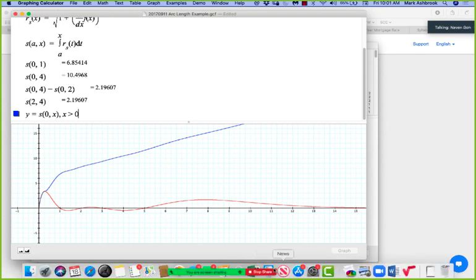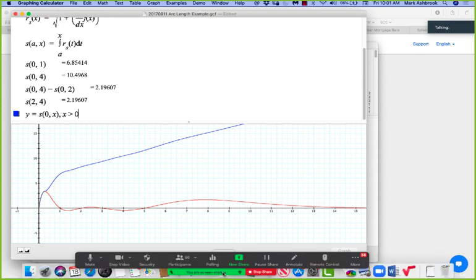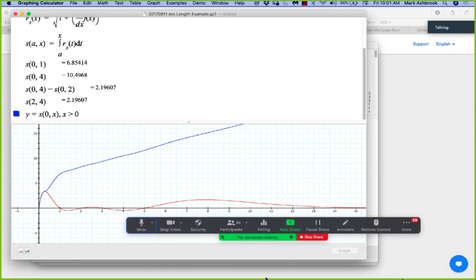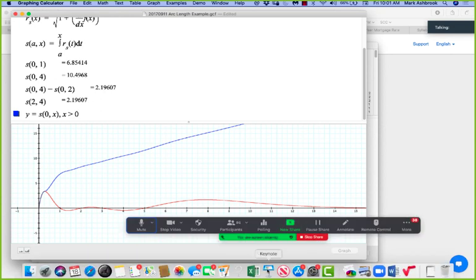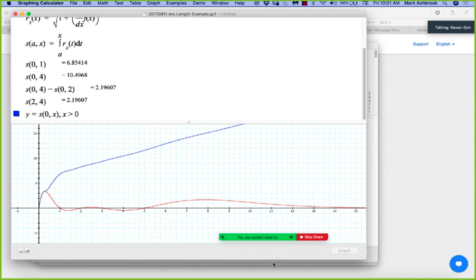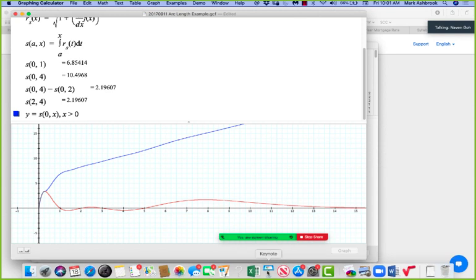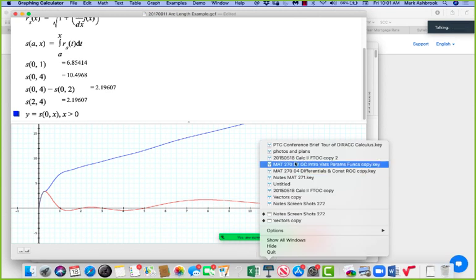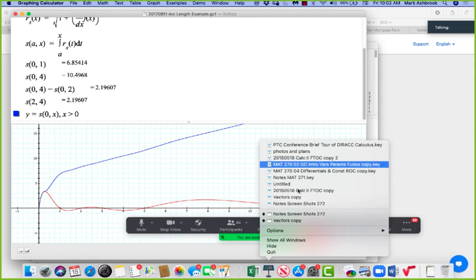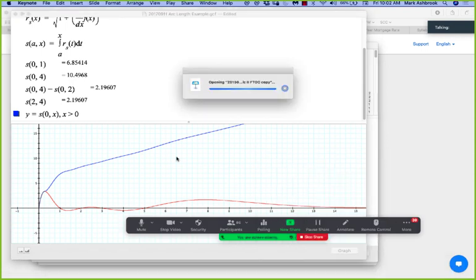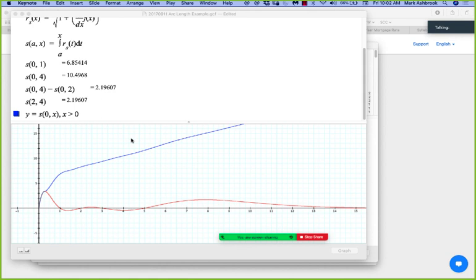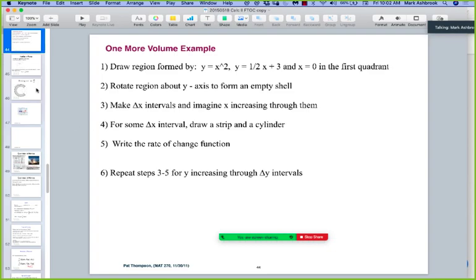Let me find my... Come on. No. This one. So surface area. Here we go.